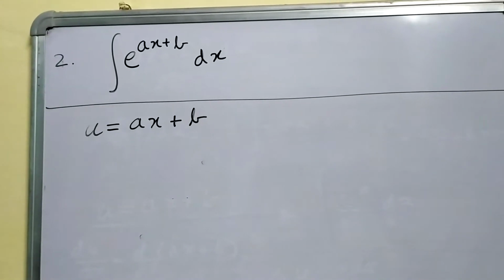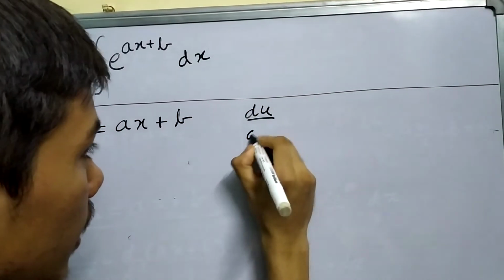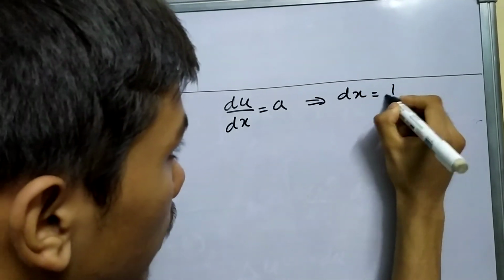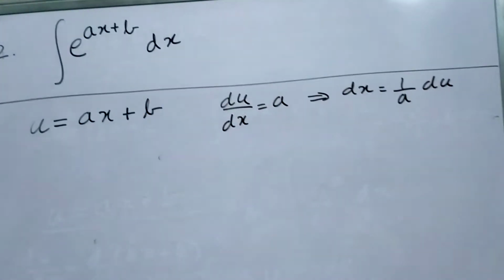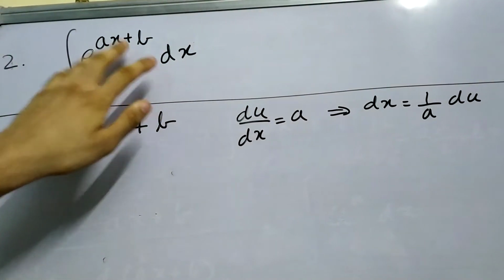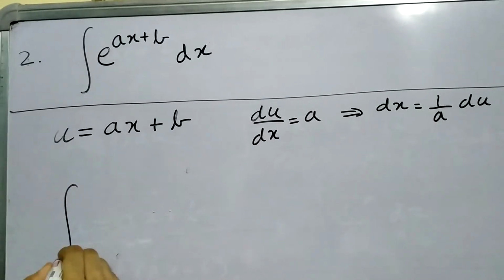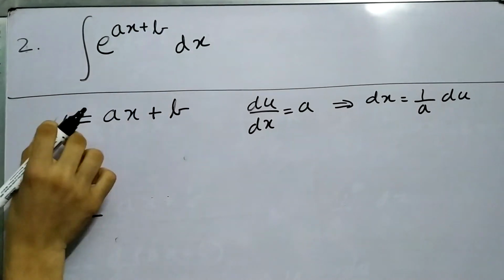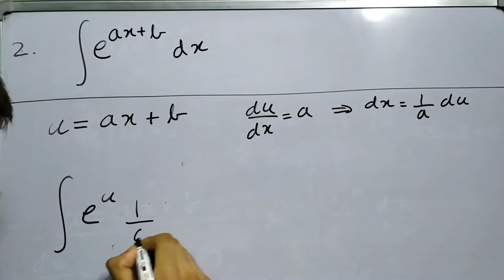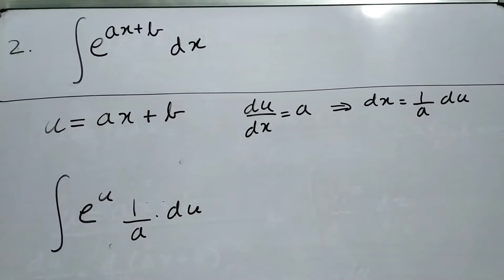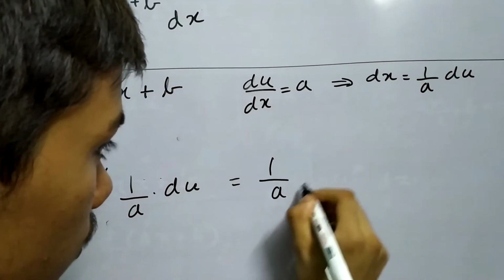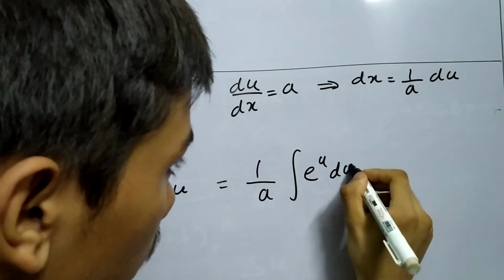And this means that du by dx is a, which gives dx as 1 by a du, and you replace everything in x in terms of u. So you get integral e to the power of u, since ax plus b is u, and dx is 1 by a du. 1 by a goes out of the integral, and you're left with integration e to the power of u du.